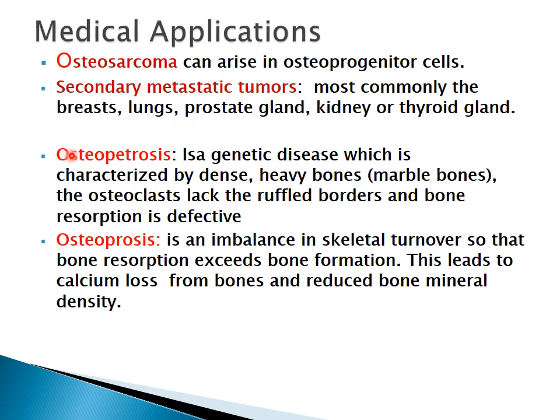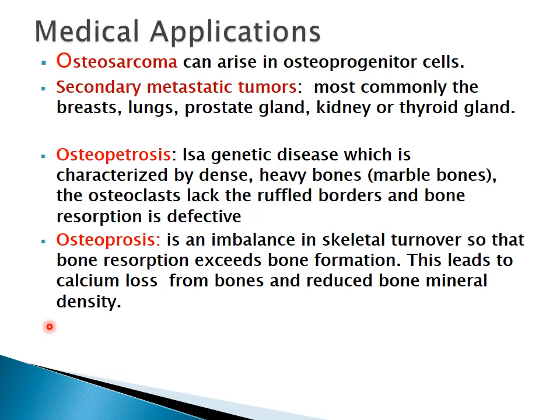Then another term is osteopetrosis, and this is a commonly asked SEQ question. It's a genetic disease characterized by dense, heavy bones which are called marble bones. And in this, the osteoclasts lack the ruffled borders. Therefore, they are defective and unable to resorb the bone. So the unwanted or extra bone is present, which later on forms the heavy bones or marble bones.